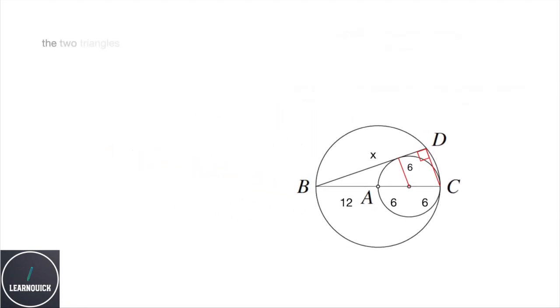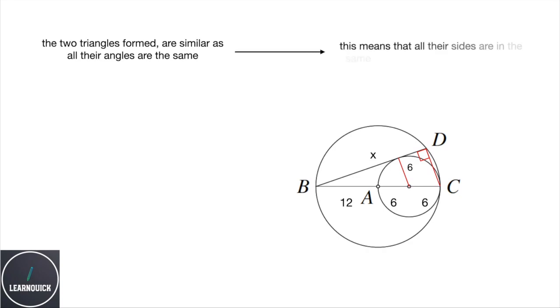Okay, so now the two triangles formed are similar, as all the angles are the same, as they share the angle at B, and the other two are corresponding. So this means that all the sides are in the same ratio. We need to find this.